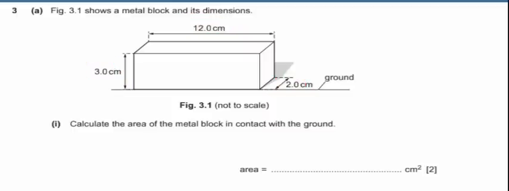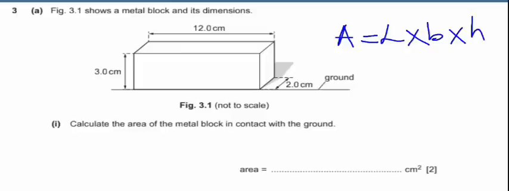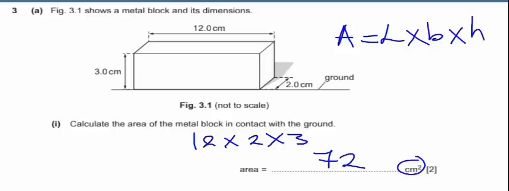The first question, which is Roman numeral number 1, is saying, calculate the area of the metal block in contact with the ground. So the first thing here, we need to identify the formula that we are supposed to use at this point here. So I'm going to say area is going to be equal to length multiplied by breadth multiplied by the height. So the length that we have here is just 12, multiplied by the breadth, which is 2, multiplied by the height, which is 3. Then when I multiply here, I'm going to get 72. So centimeters squared, which is for the area. So they have included the units for us even at this point. Let's see the next question.